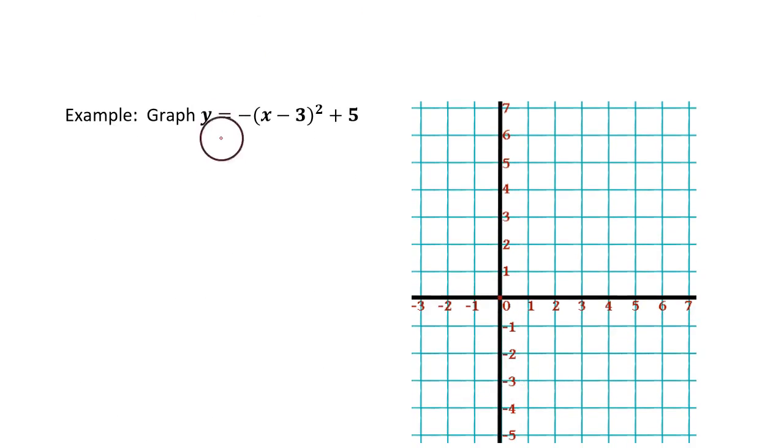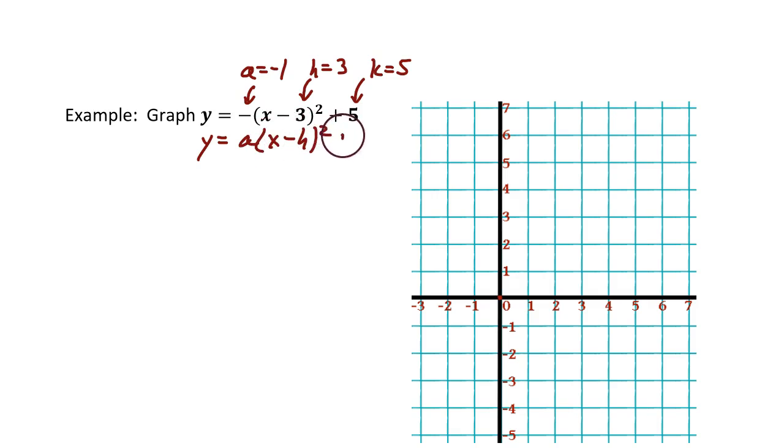Here's an example. Graph y equals negative x minus 3 squared plus 5. This is a quadratic equation, and it is in vertex form, where the value of a in front of the parentheses is the number -1. The value of h is the number 3, and the value of k is the number 5. To identify those values, we're simply matching up our equation to the basic pattern y equals a times x minus h squared plus k.